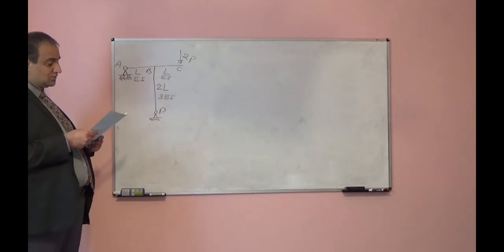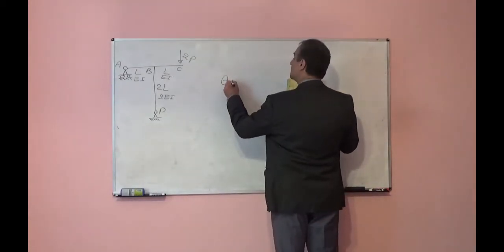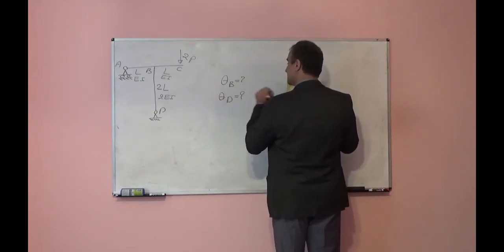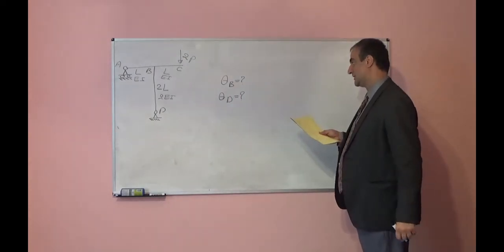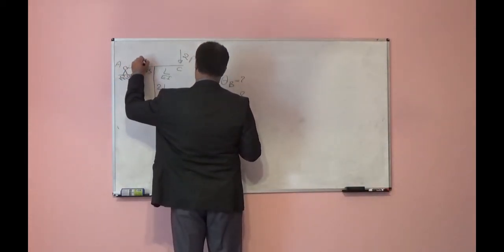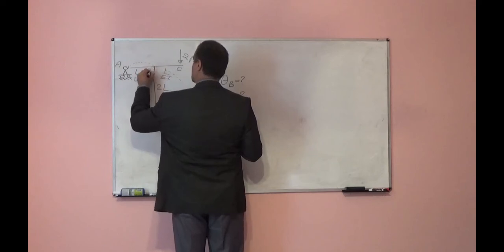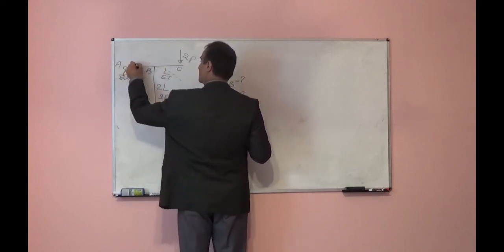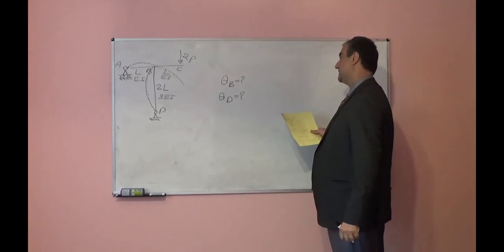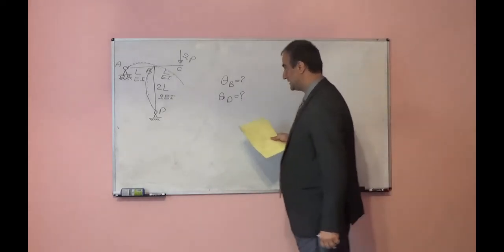We apply load at point C. We want to find rotation at point B and rotation or slope after deformation at point D. It is clear this system will deform something like this roughly, so point B and point D will rotate. We want to find slope at point B, slope at point D.